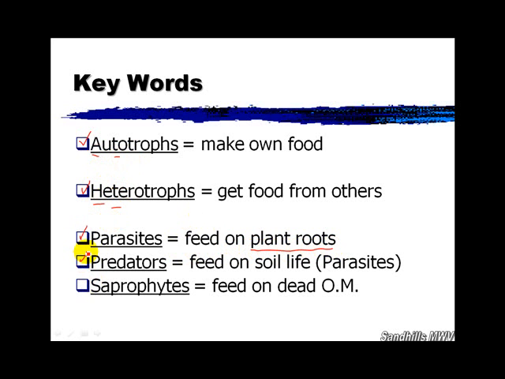Predators feed on soil life. So there are some stinging wasps and other things like that that feed on soil life. I guess we could be considered predators. Sometimes we'll feed on some life in the soil. If you were to eat a rabbit, that would be eating life in the soil if it got it out of its burrow. And then saprophytes feed on dead, dying organic material. So these are the most important mineralizers we're going to talk about, and very important to the soil system.